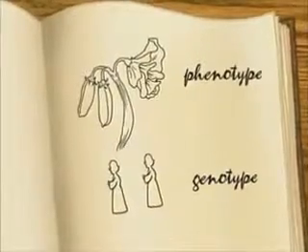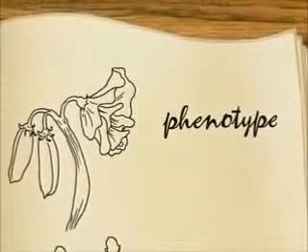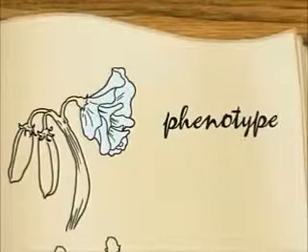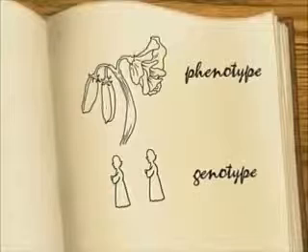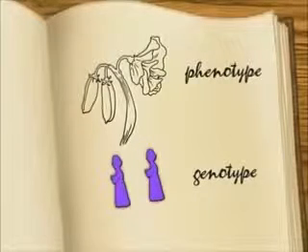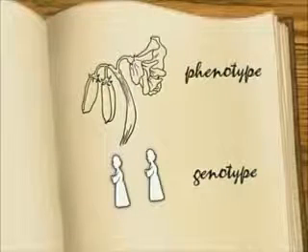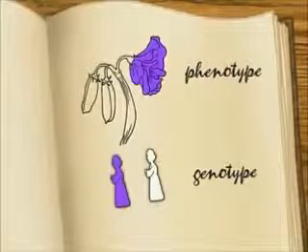For his experiment with purple and white flowered plants, there were two possible phenotypes, dominant purple or recessive white, and three possible genotypes: two dominant genes, in which case the phenotype is purple; two recessive genes, in which case the phenotype is white; and one of each, in which case the single dominant gene causes the phenotype to be purple.